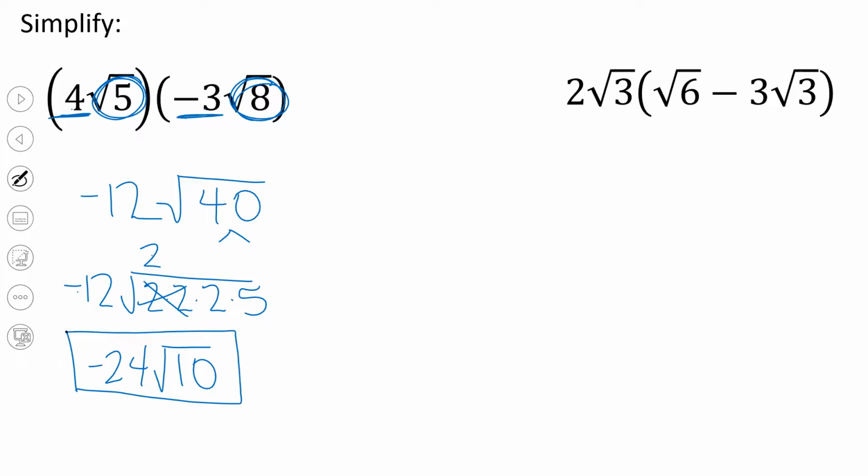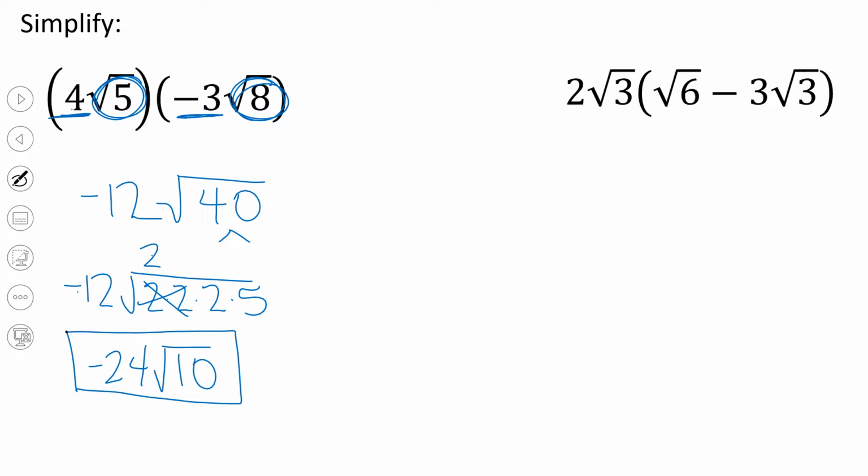Questions on number 1. You multiply first. Can I break down first? Sure, but you're going to get a lot more work to do. Okay? So multiply first. All right, second problem.